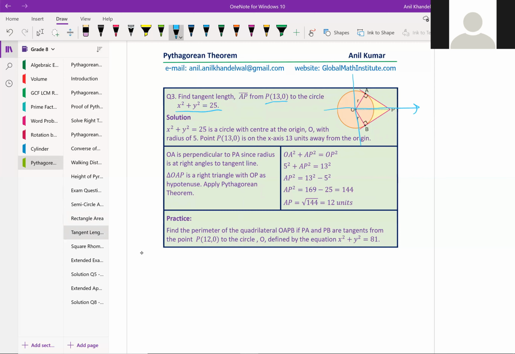In that case, this point here is at 0, and this point is 13, 0. That means you know what OP is? The origin will be 0, 0, right? Yes. And P is given to us as 13, 0. Yes, my bad. So the length of OP is 13. So we know one side of the triangle. And we know the radius, because the radius is the square root of 25.